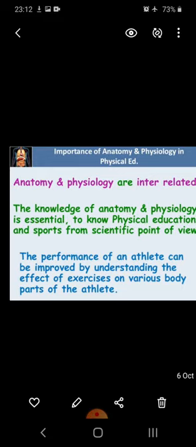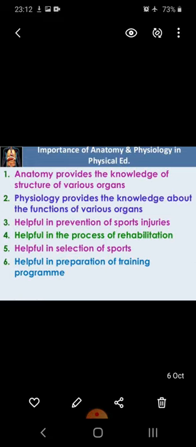Now we will discuss the importance of anatomy, physiology, and kinesiology in relation to physical education. How is it beneficial or important in physical education?